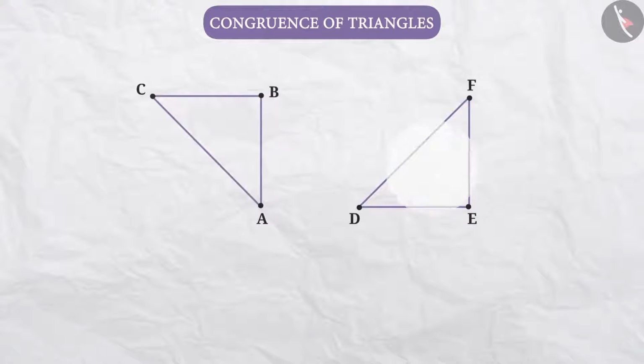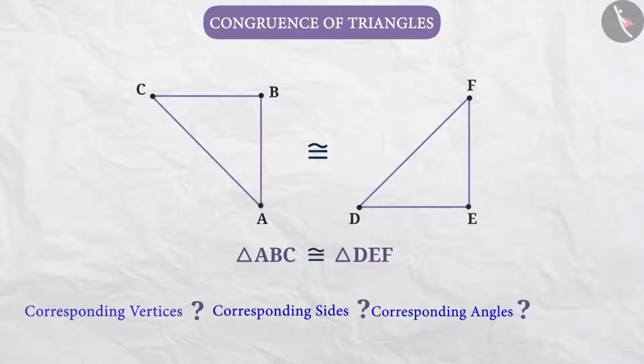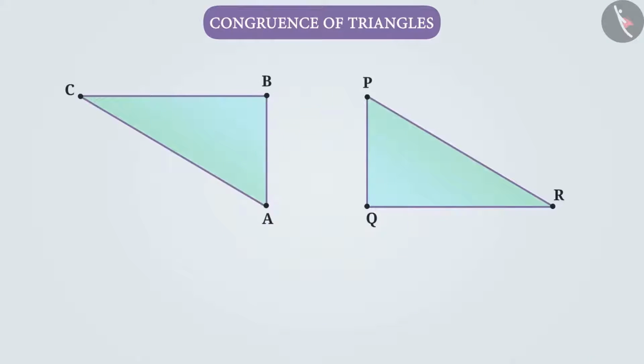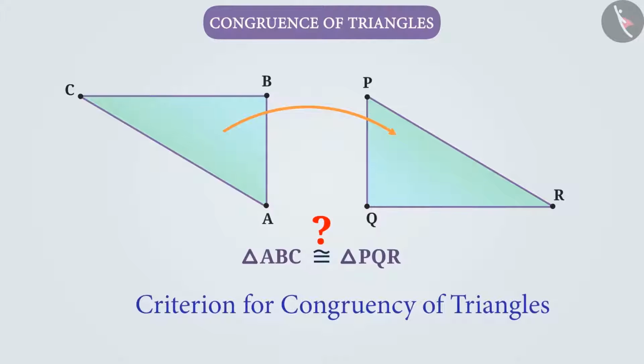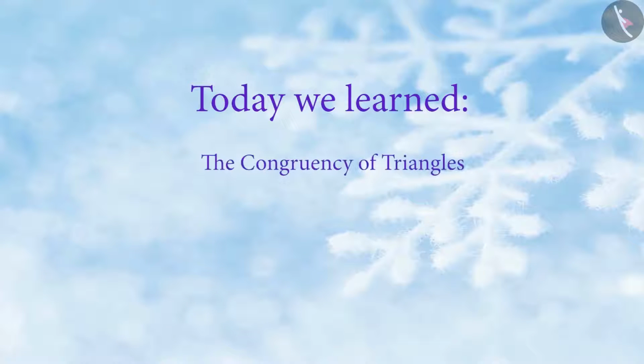Now suppose triangle ABC is congruent to triangle DEF. Can you tell what are the corresponding vertices, corresponding sides, and corresponding angles in both triangles? Find it yourself. In some cases, we cannot find out whether both triangles are congruent or not by placing one triangle on the other. In such a situation, the restrictions of congruency of triangles help us. We will learn them in the upcoming video. So today we learned the congruency of triangles. In the next video, we will see examples related to congruency.